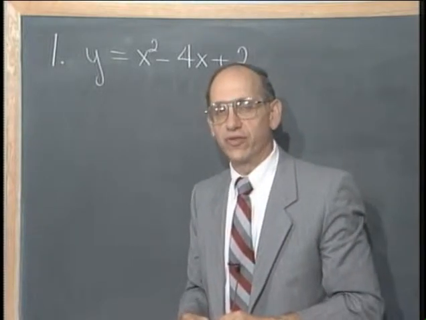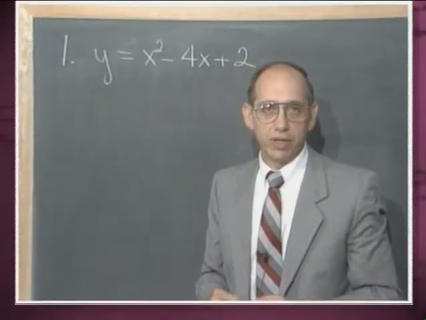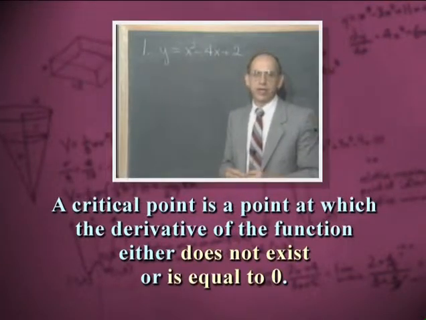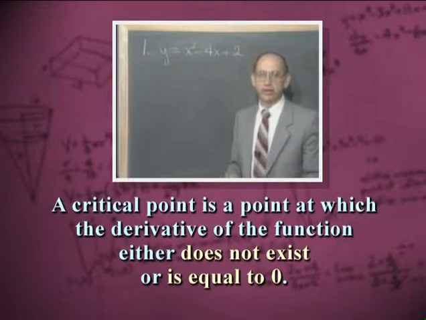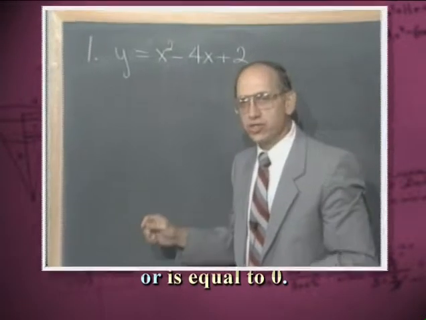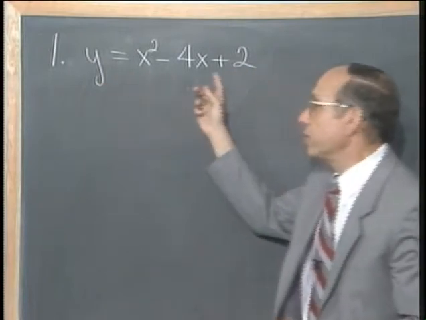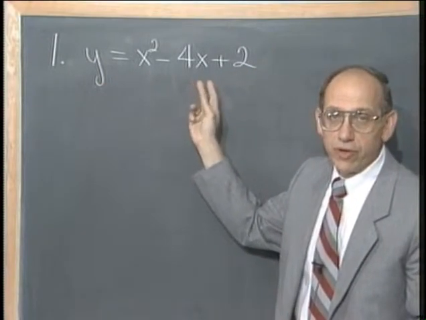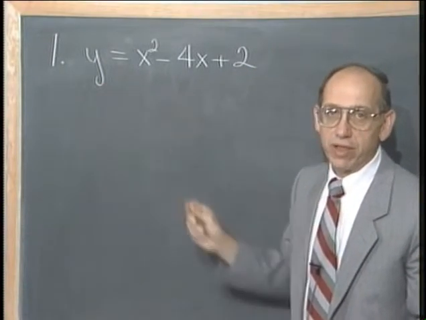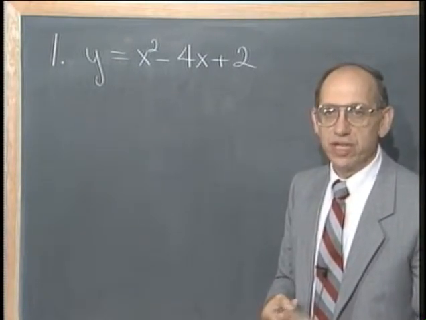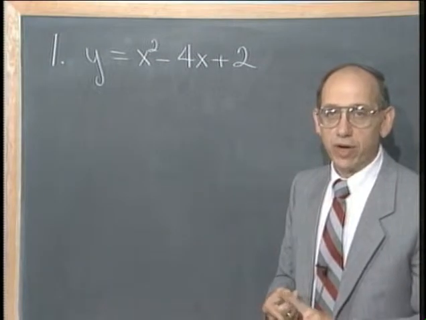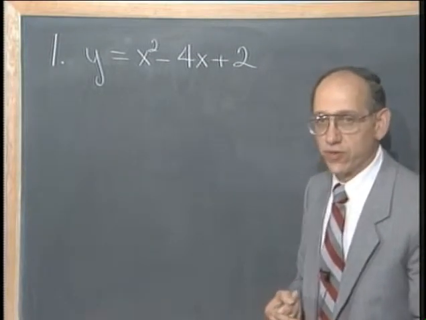Well, the first thing we have to know is, what is a critical point? A critical point is a point at which the derivative of the function either does not exist or is equal to 0. This function is a polynomial. For a polynomial, the derivative exists everywhere. Therefore, the critical points are only those places where the derivative is equal to 0. In order to find the critical points, we must first find the derivative.